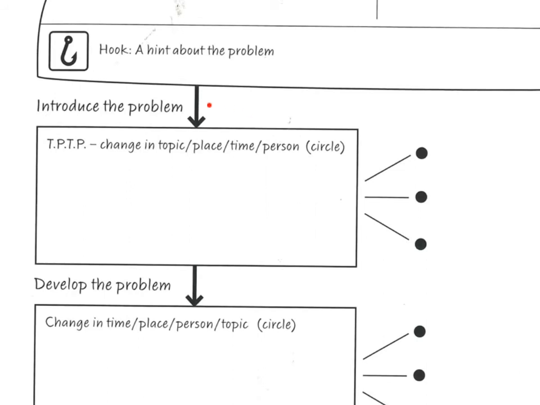Now we're going to have a look at this part of the plan. This is when we start to introduce the problem. So this is my problem. The witch is jealous of the princess. Now down here what I need to do is have some examples that support this. What happens in my story that shows that the witch is jealous of the princess?